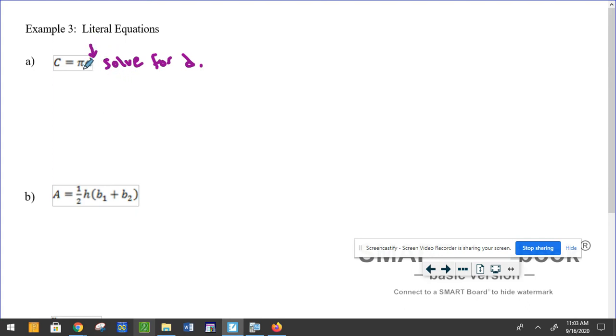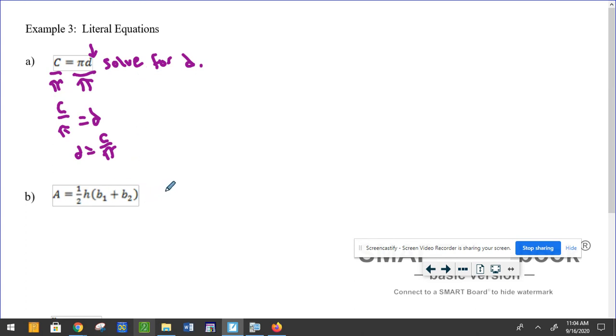So if you're trying to get that by itself, you look at what's happening to it. Right now, pi is multiplying it. So how do you get rid of something that's multiplying? You divide. Now you have c divided by pi is equal to d. Only thing I would do from this point is flip it around. Use the reflexive property and say d is equal to c divided by pi. All right. All you're trying to do, when it says solve for d, that means get d by itself.